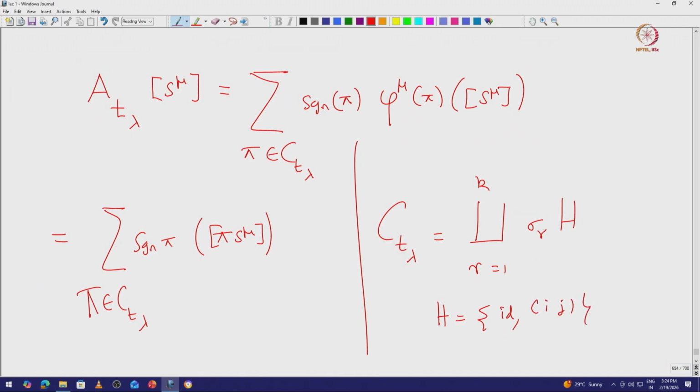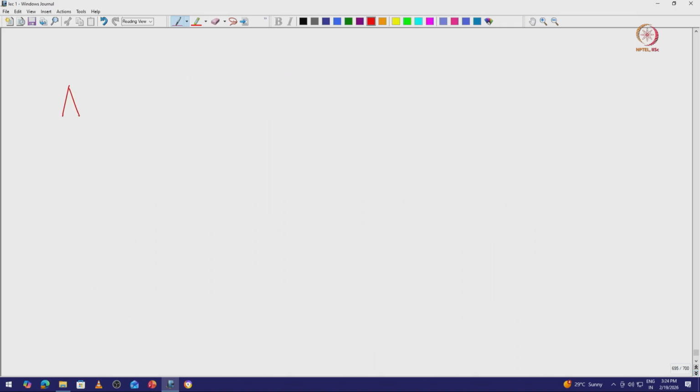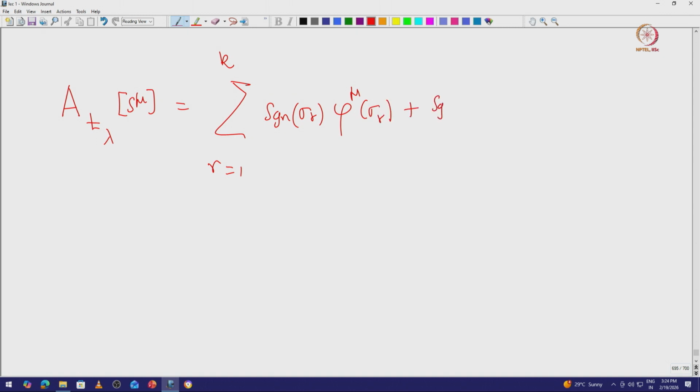Using this, if we rewrite the sum, A T lambda applied on S mu is the summation over R from 1 to k of sign of sigma R times phi mu applied on sigma R, plus sign of sigma R times ij times phi mu applied on sigma R ij, and this entire thing is applied on the class S mu.